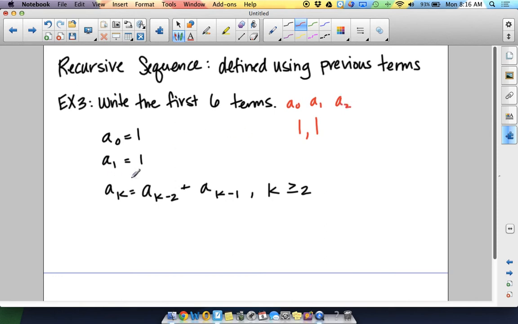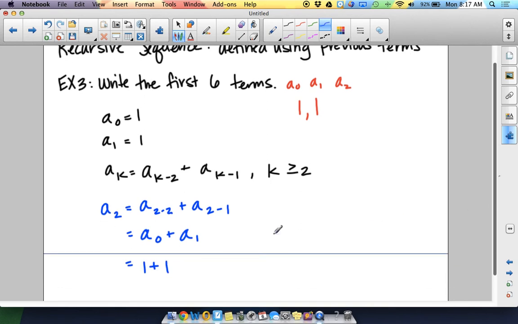Are we allowed to let k equal 2? Okay, so I'm just going to go right underneath here and start plugging some things in. A sub 2 equals a sub 2 minus 2 plus a sub 2 minus 1, which really turns into a sub 0 plus a sub 1. Do you have those two terms? Yes, so that's really 1 plus 1, which equals 2. Let's do another one.